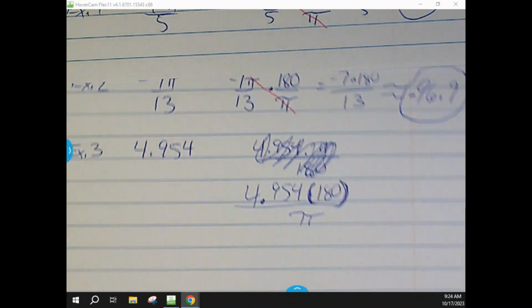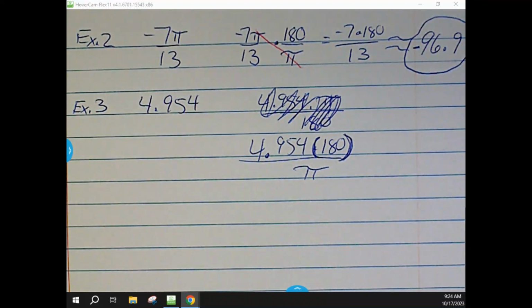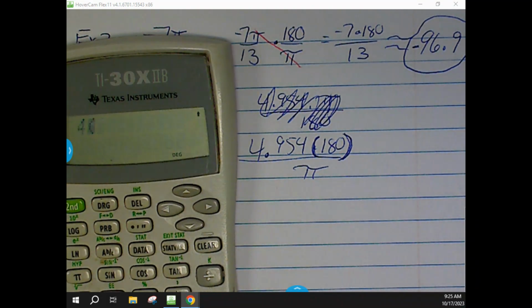Okay, so again, we're going to take the 4.954. We're going to multiply by 180, and then we're going to divide it by pi. There is no pi to cancel in that case. So again, it's all a calculator question anyway. So we're just going to take 4.954.